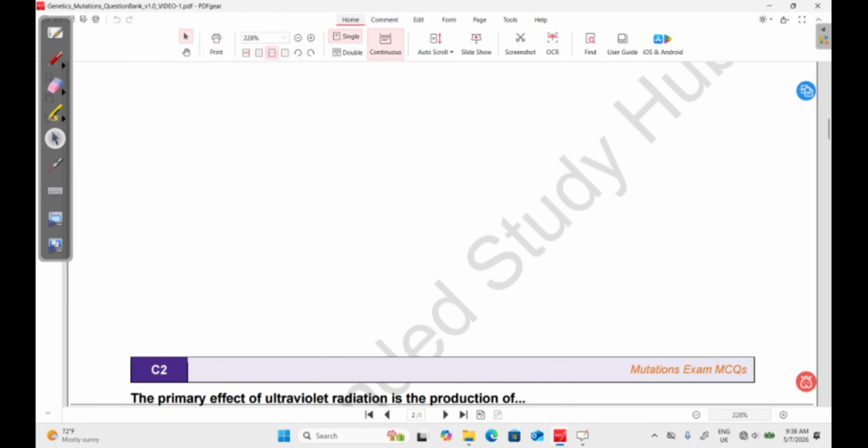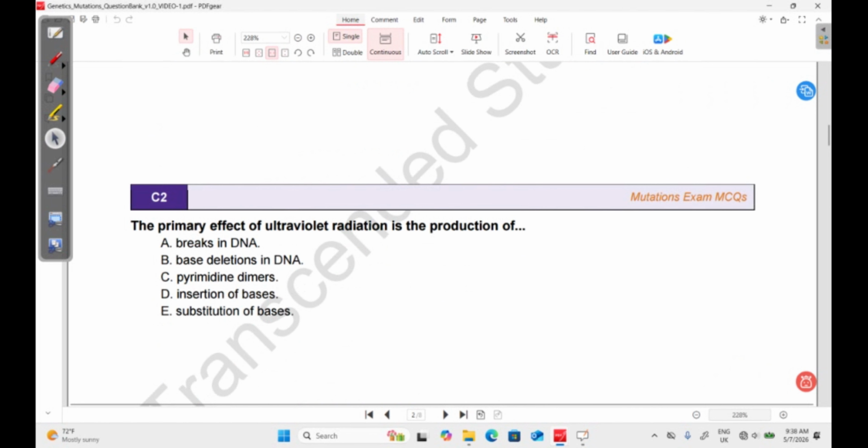Okay, question 2. The primary effect of ultraviolet radiation is the production of... Okay, I'm going to read this question once again, but I want you to think in a multifaceted way. For each type of genetic mutation, either you're adding a genetic base, or you're removing a genetic base, or you're translocating, so you're moving one base from one end to another.